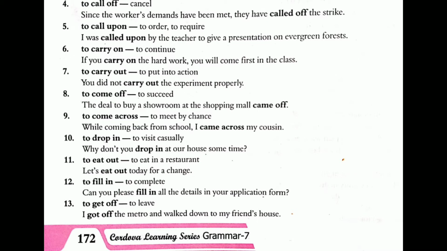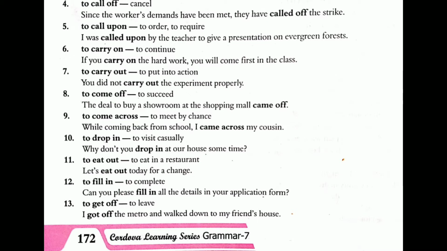Okay, now number seven, to carry out, to put into action. Something which you plan and then practically do in your life is said to be carried out. You did not carry out the experiment properly, so that means the work has not been done properly. Now number eight, to come off, that means to succeed. The deal to buy a showroom at the shopping mall came off. This is how we use the phrase.